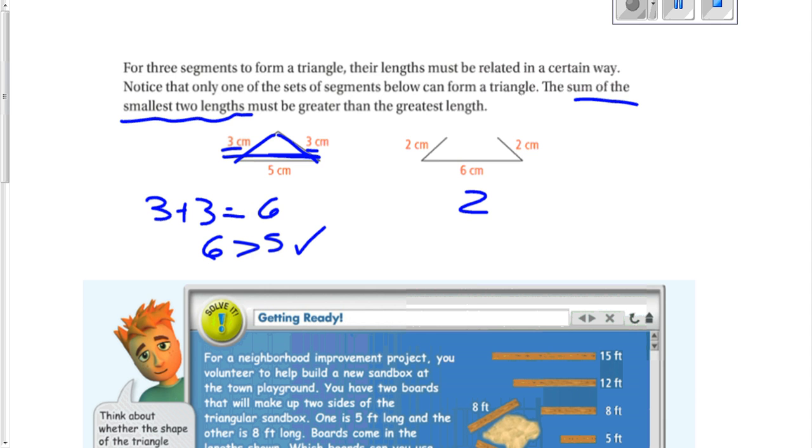Versus if you look over here, 2 plus 2 is 4. Is 4 greater than 6? No, it's not. These two, if I swing them down here, the 2 only measures to about there. If I swing this down, it only measures there. They don't meet up. They don't match. It's not big enough to make an actual triangle.